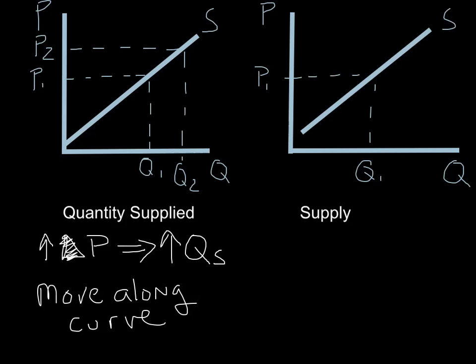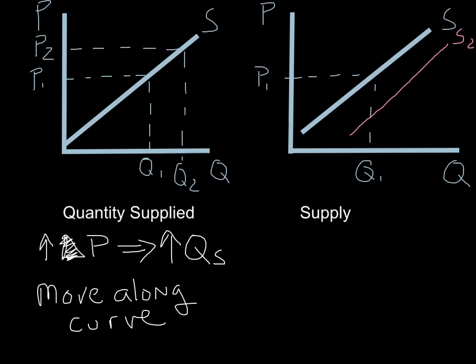So here we are at P1, Q1, and let's say that for some reason, maybe there's more status associated with the job, something like that, for some reason other than the price of the good, producers want to bring more of it to market. Producers are willing to produce more of the good, even though the price of the good has not changed. So in that case, we have to draw a whole new supply curve. The supply curve would shift out to the right, and we would get a new supply curve.